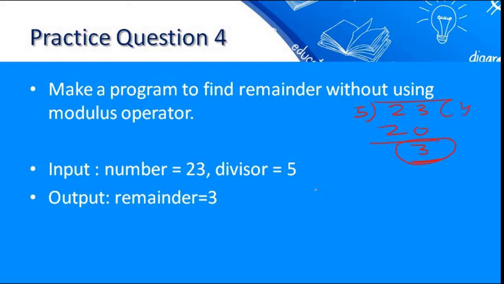Okay, so what we can do is, like we can multiply, if we multiply 5 into 4, then we will get 20. 5 is what? 5 is the divisor and 4 is the quotient. Okay, so if we multiply quotient and the divisor, then we get 20, and this is the number. Okay, and if we subtract the number, which is 23, minus 20, then we will get the remainder. So we can write it as number minus q into d, like this.